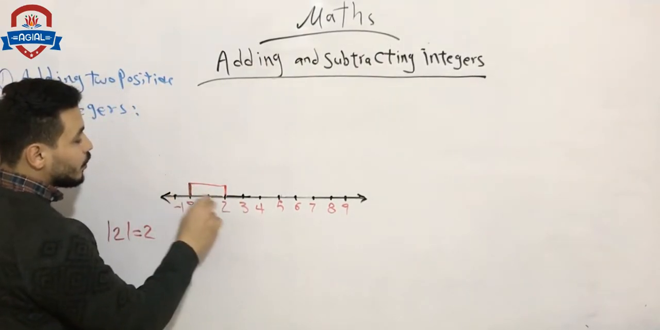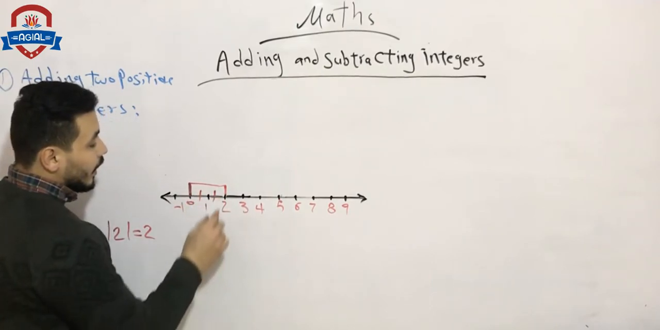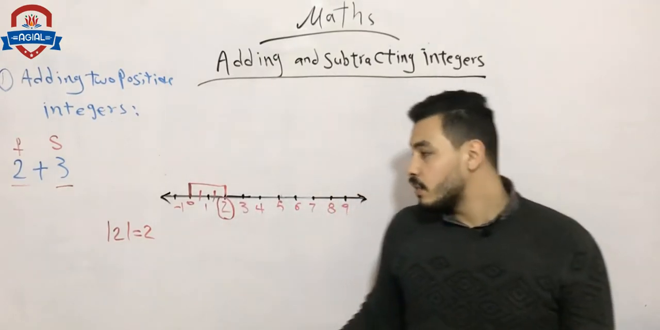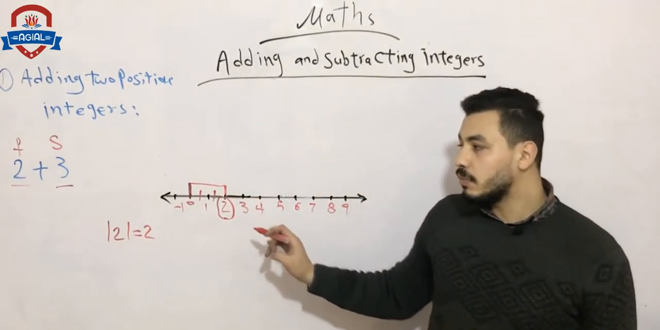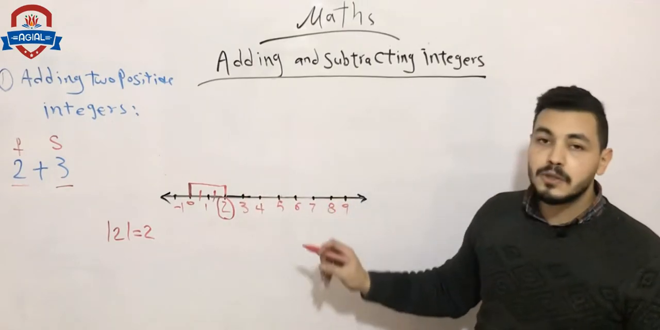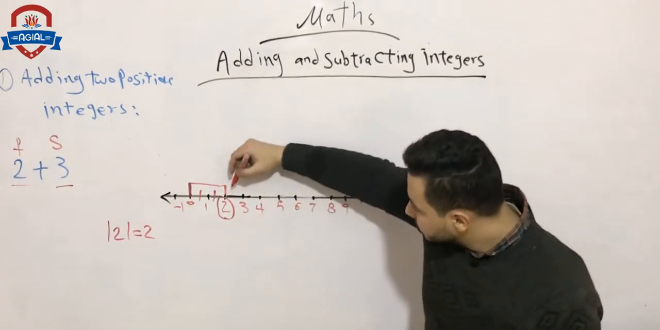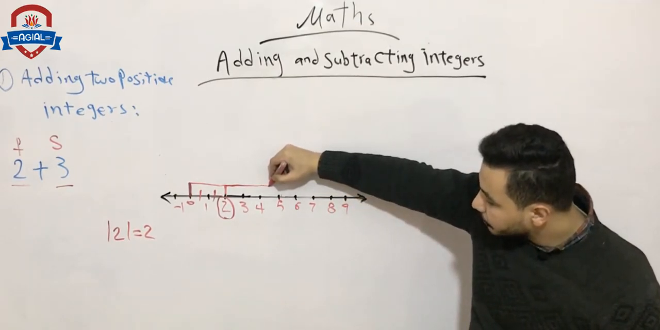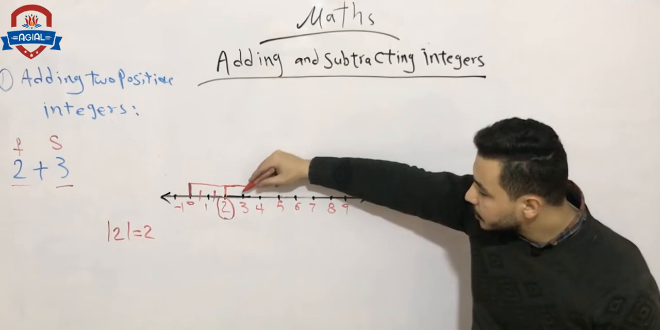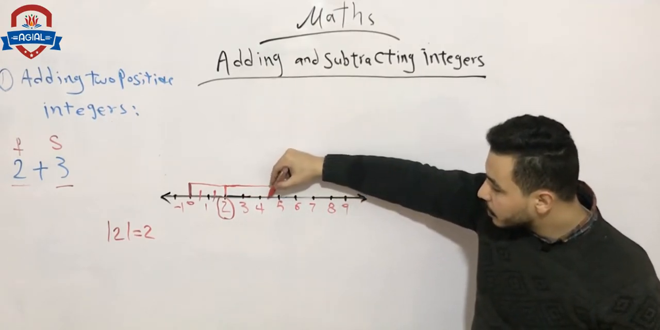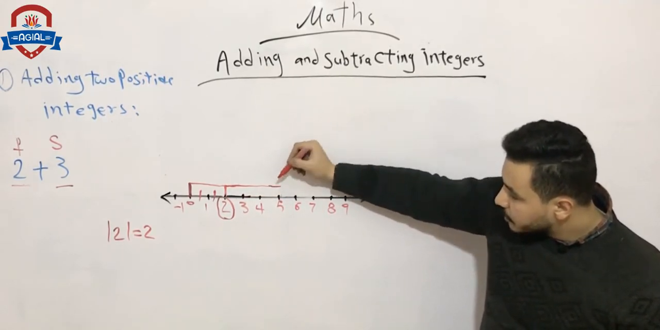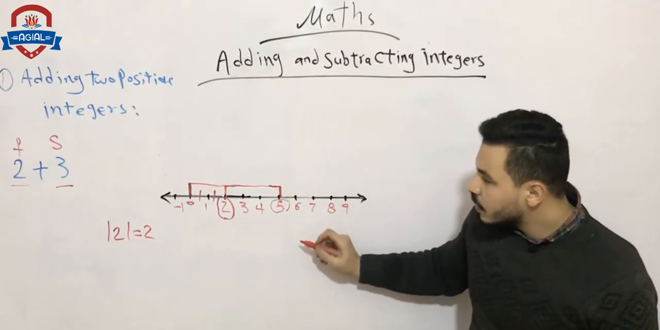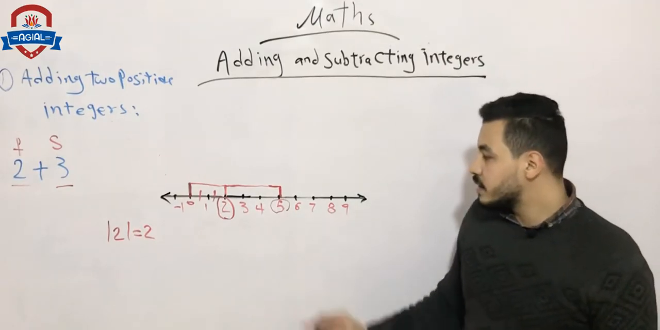So we moved to the right 2 units and we have number 2. Then we start now from 2 and move to the right the absolute value of 3. The absolute value of 3 equals 3. So we need to move to the right 3 units. 1, 2, 3. And stop here. Finally, we have 5. So 2 plus 3 equals 5.